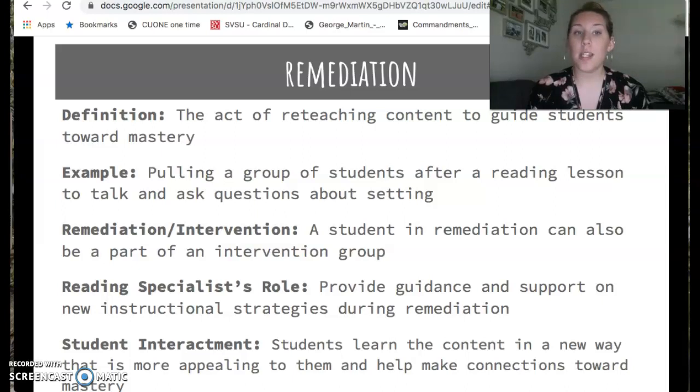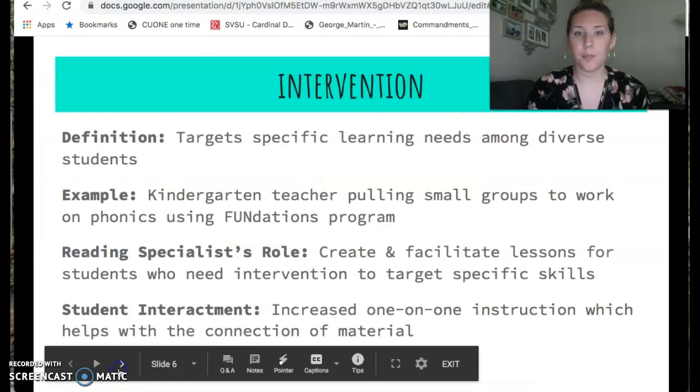Now, a student who is in remediation may also need intervention, so it's important to relay that to the specialists. Now, the reading specialists in remediation can give the classroom teacher guidance and support and give them new instructional strategies to use toward remediation. When students are interacting with remediation, they're getting new content taught to them in new ways than before. So it's more appealing to them, it's more interesting, and it can help increase those connections toward the material.